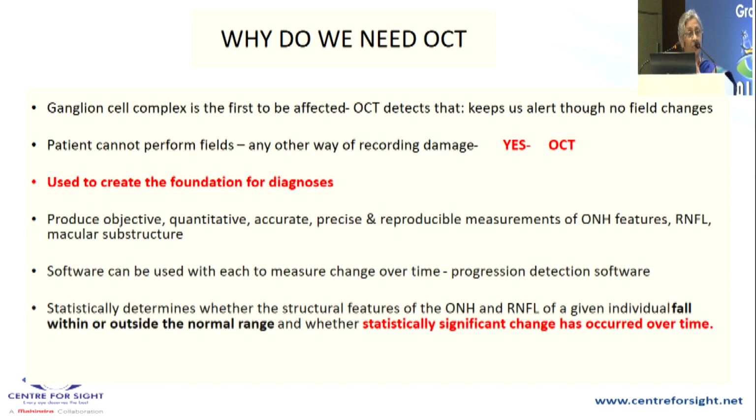Now, there is software that is so important for us. Software which can be used to measure change over time. That means progression can be noted, to detect whether there has been a progression in the disease. So we also have statistical data available, software which determines whether the structural features of the optic nerve head and RNFL of a given individual fall within the normal range, or there is a statistically significant difference that has occurred over time.